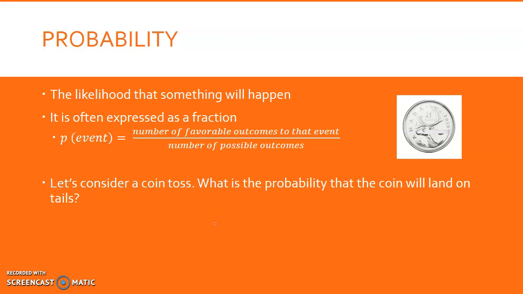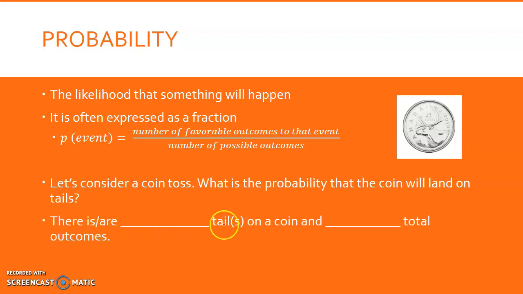If we consider a coin toss, what is the probability that the coin will land on tails? Well, let's think about a coin. How many tails are there on a coin? We know that one side is heads and one side is tails. So there is one tails on a coin, and there are two possible outcomes, heads or tails. We can think about the one option of tails being the favorable option, and then the other one, heads or tails, are the two possibilities.